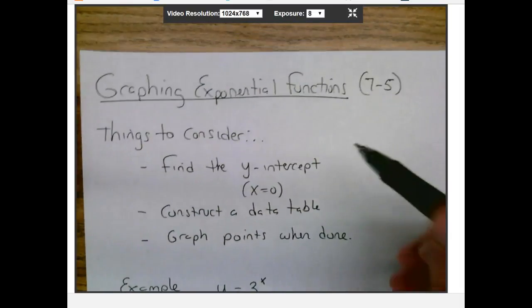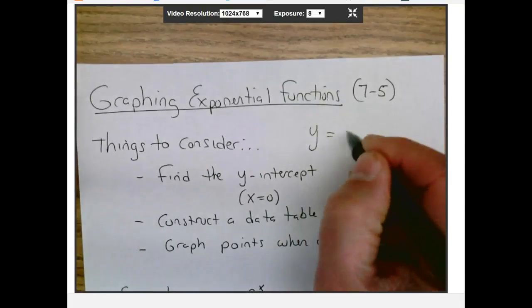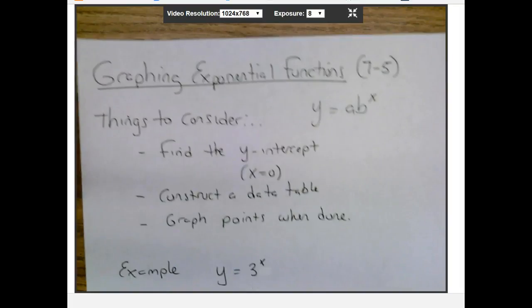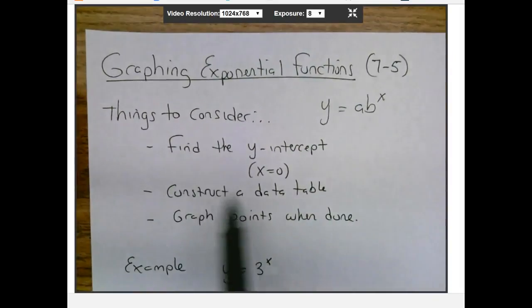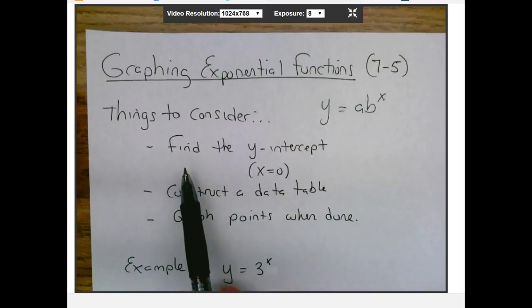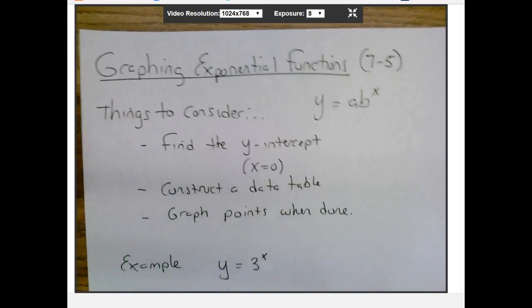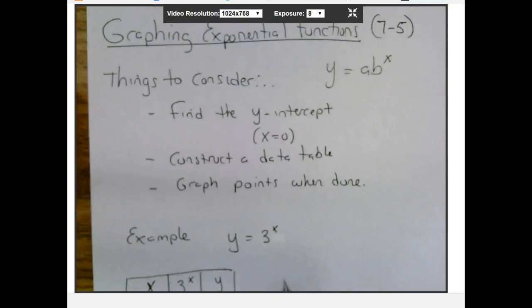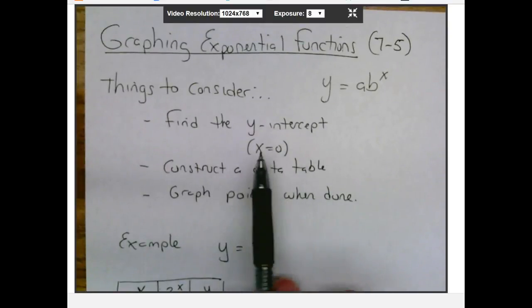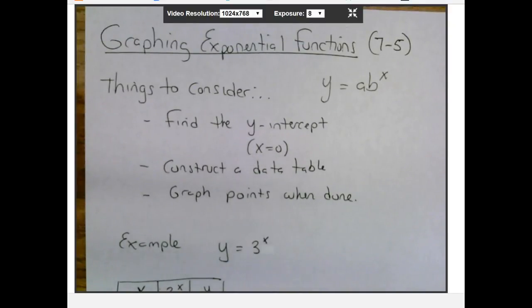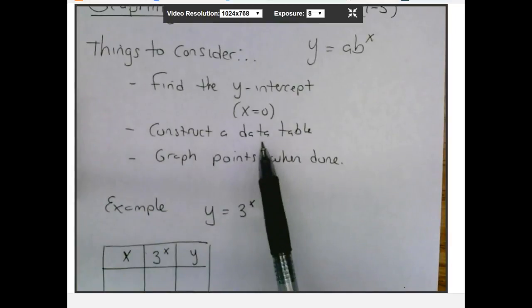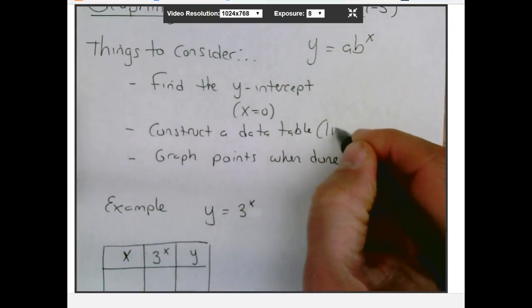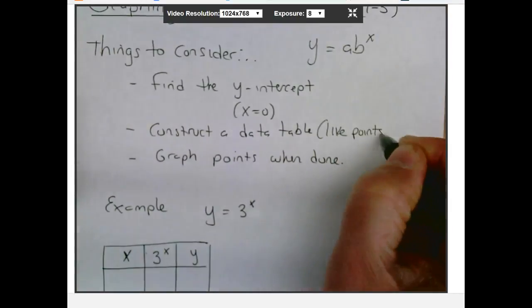Again, an exponential function is y equals ab to the x. Something with an exponent in it, right? Whenever we're doing this, you want to consider a few things. When you're going to graph them and make a data table like we do down here, we're going to find the y-intercept. So that's where x equals 0. You can just plug that into your table, make sure that's part of it, and then construct a data table and get points on this. Kind of gets it spread out nicely.